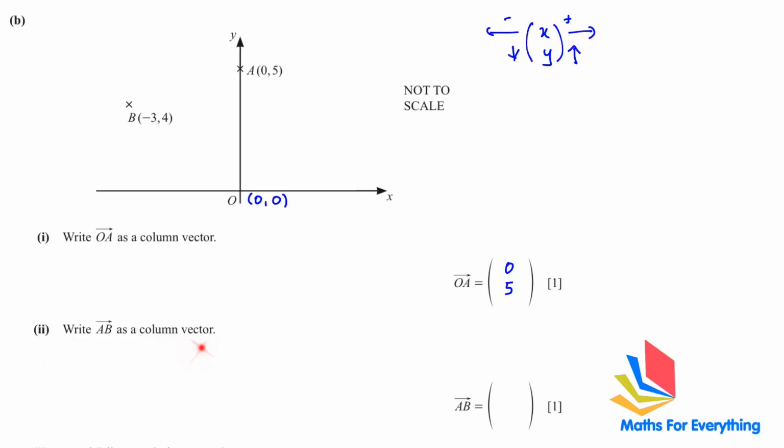Next, write AB as a column vector. When you want to find AB, we have to subtract A from B. B is negative 3, 4 minus 0, 5. And we will get negative 3 minus 0 is negative 3, and 4 minus 5 is negative 1. So the vector AB is negative 3, negative 1.